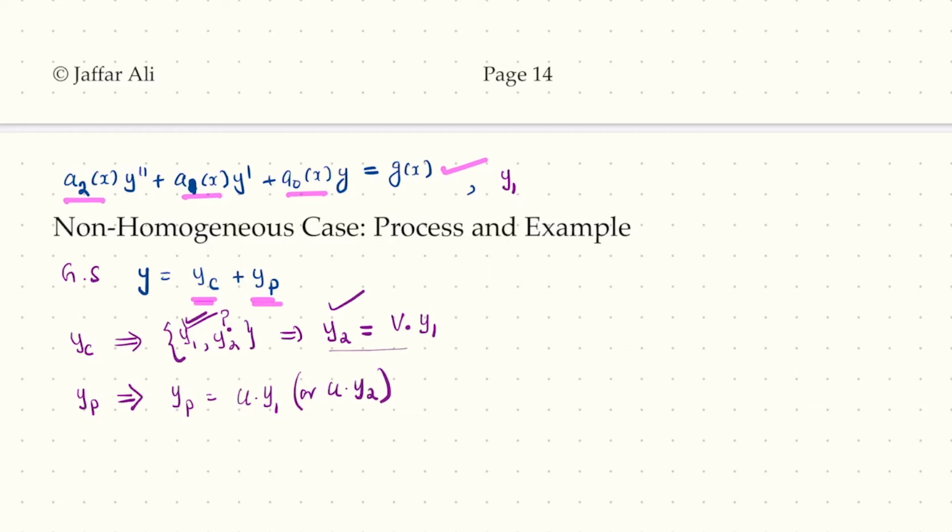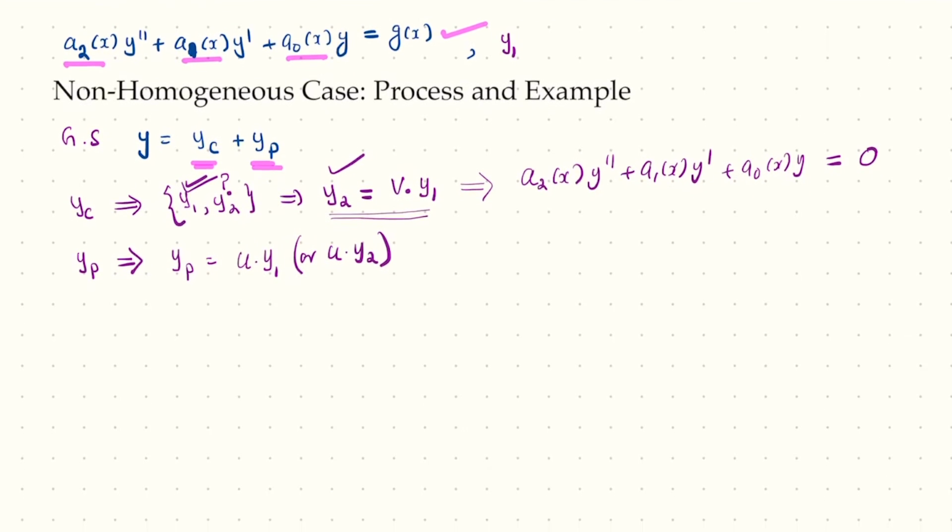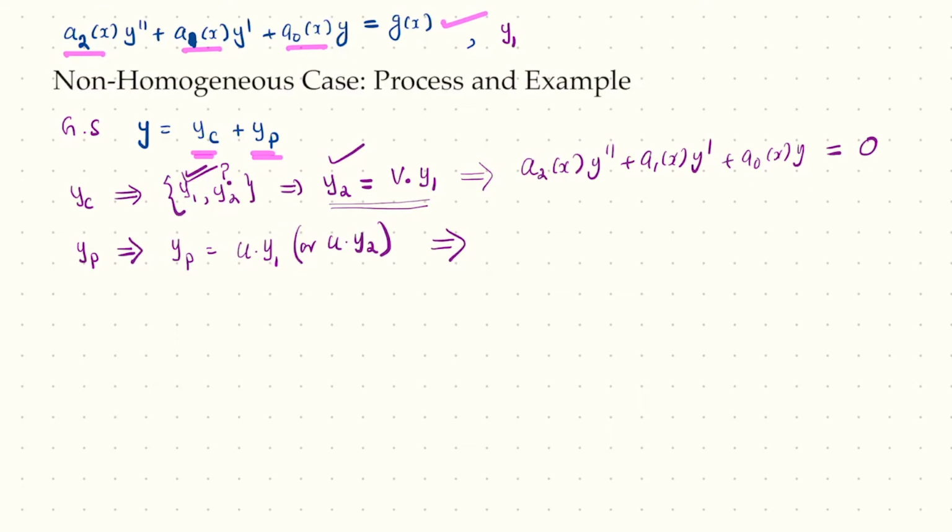Remember, this y2 is a solution to a homogeneous problem. So when you plug it into the differential equation, a2 of x y double prime plus a1 of x y prime plus a0 of x y equals 0, it works because y2 is a solution to the homogeneous problem. But yp is a solution to the non-homogeneous problem. So here you're going to plug this not into the zero case, but into the non-zero case, and of course that means it might become a little more involved in terms of solving. We're going to see a problem in solving and so on. That's a process; that's how the process works.